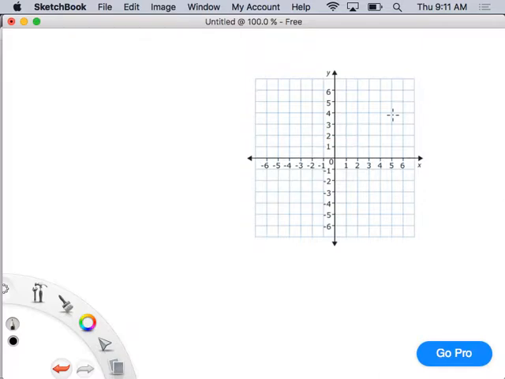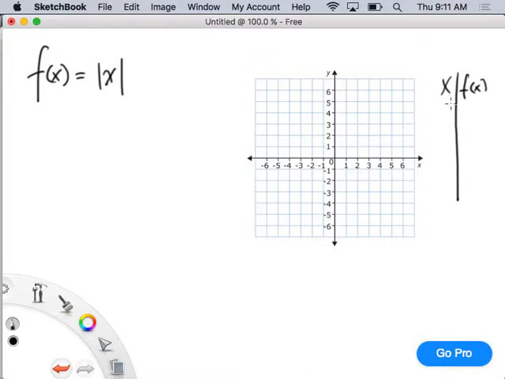So in order to begin, we are going to plot the most simple absolute value function, which is just the absolute value of x. And in order to do that, we're going to do a t-chart here, x, f of x. And I'm going to pick the points -2, -1, 0, 1, 2. And I'm picking these because I know these will work.